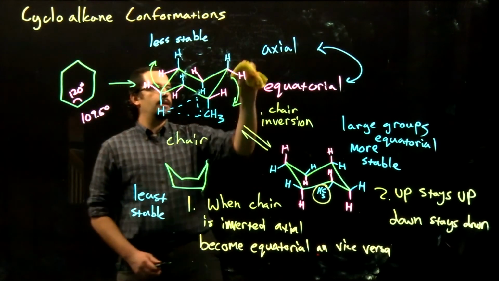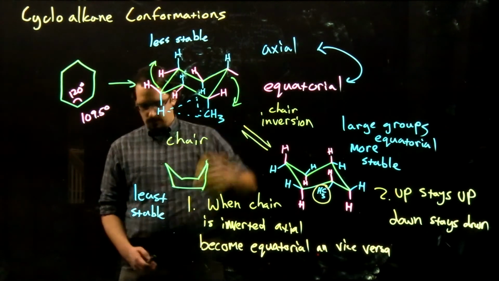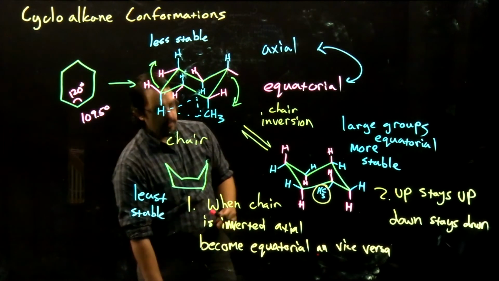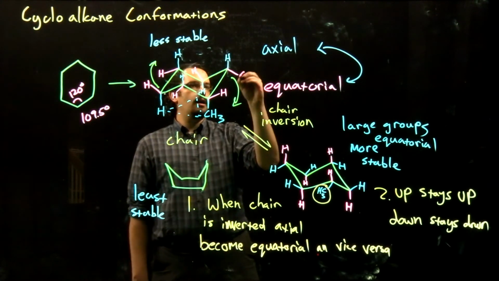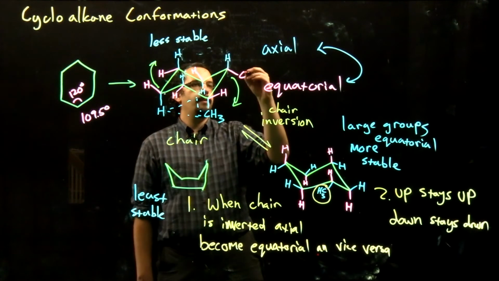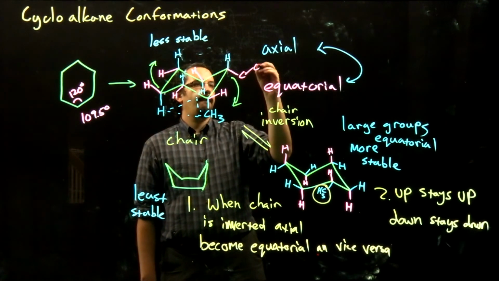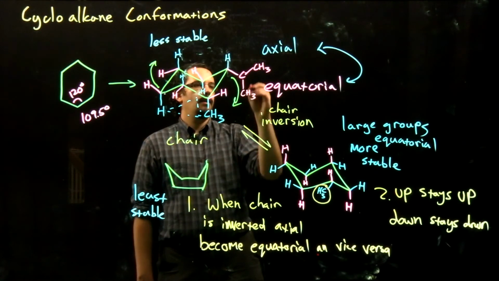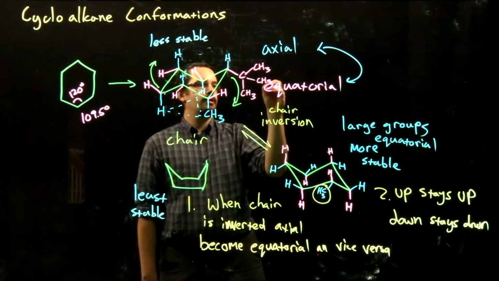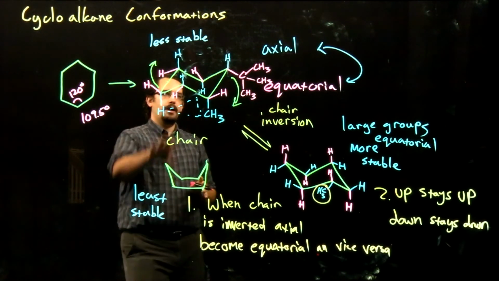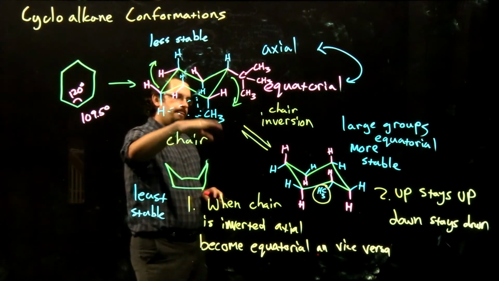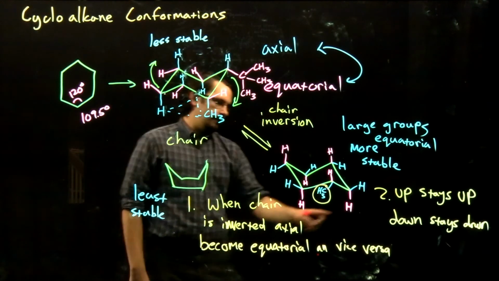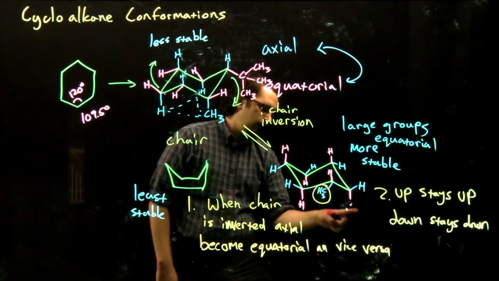For example, if I replace this hydrogen over here with a large carbon group, so I'm going to replace it with a large tert-butyl group. So now it's in the equatorial position. When I switch it down with my chair inversion, that's going to go right here in my axial position.